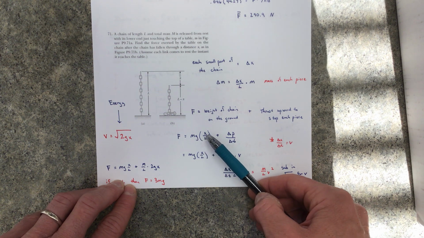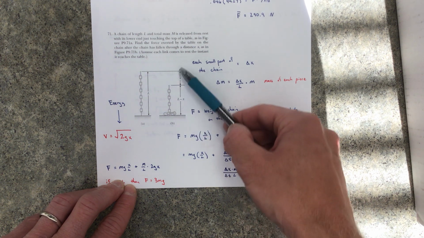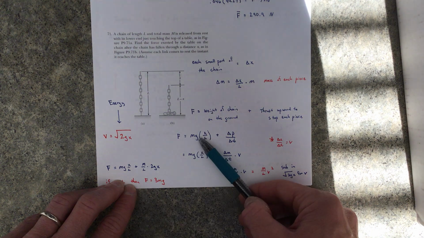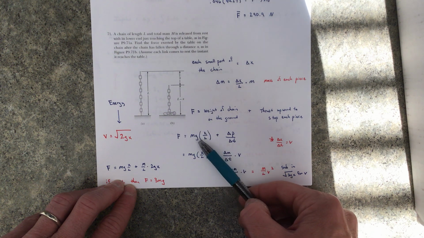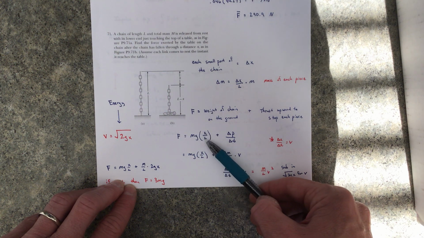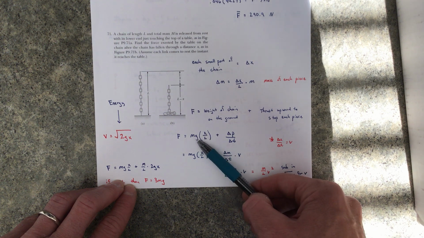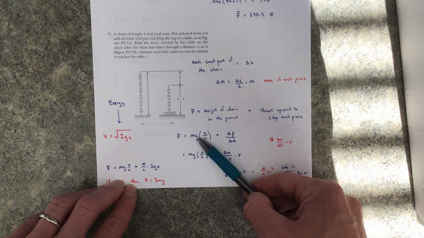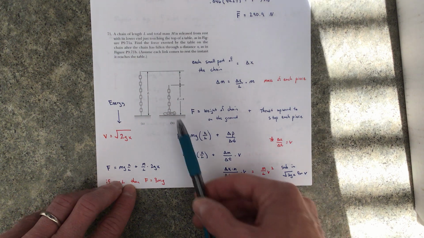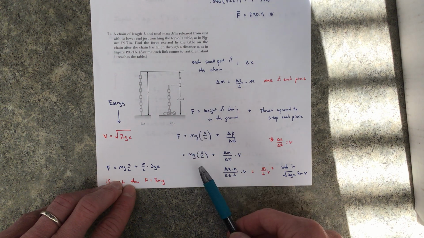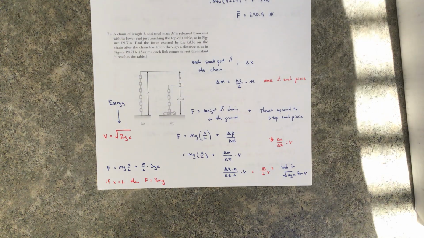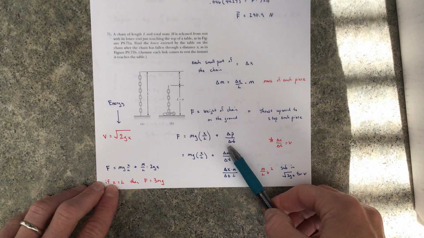For instance, if x is 0, then nothing has fallen yet. Then the table doesn't support any of the chain, and so this term is 0. Once x becomes L, then this is 1, and the weight of the chain on the ground is all of the chain, which is just the full mg. Once x is half of L, then you're supporting half of the weight, and so this force becomes half of mg. So the weight of the chain on the ground is now a function of x. That's step 1.